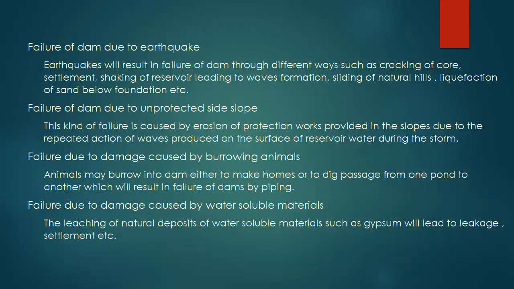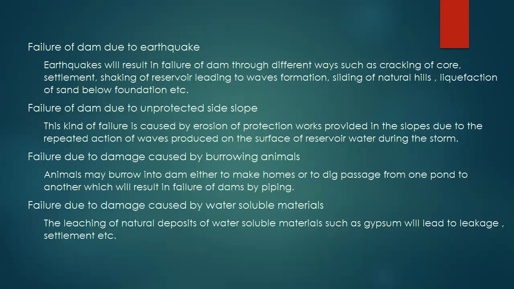Failure of dam due to unprotected side slope. This kind of failure is caused by erosion of protection works provided in the slopes due to the repeated action of waves produced on the surface of reservoir water during a storm. Failure due to damage caused by burrowing animals. Animals may burrow into the dam either to make homes or to dig passage from one pond to another, which will result in failure of dams by piping.